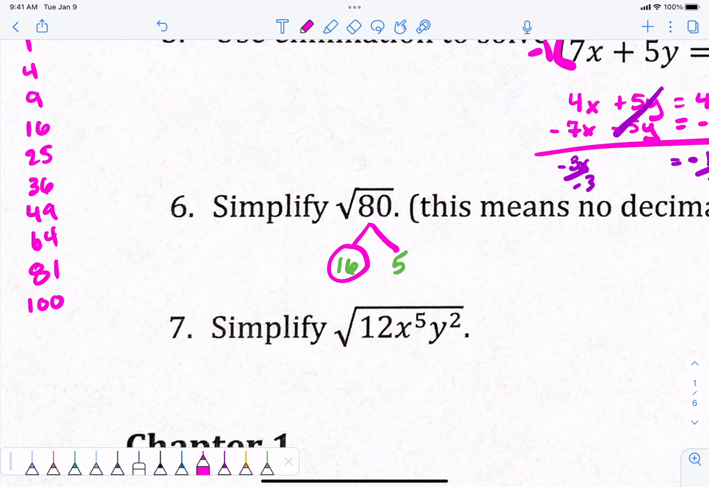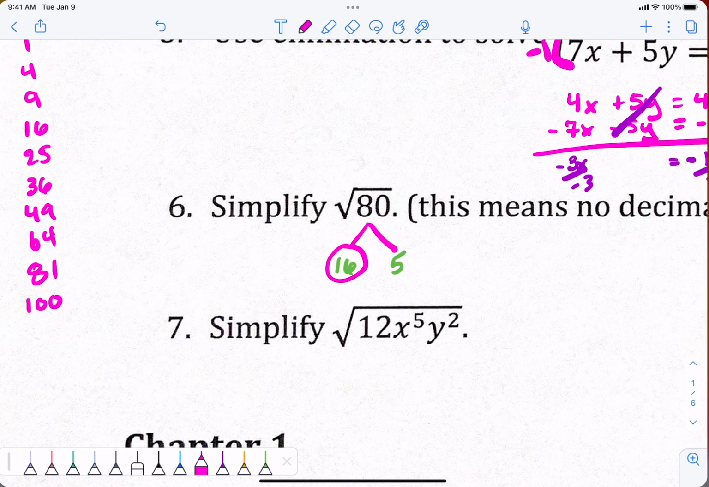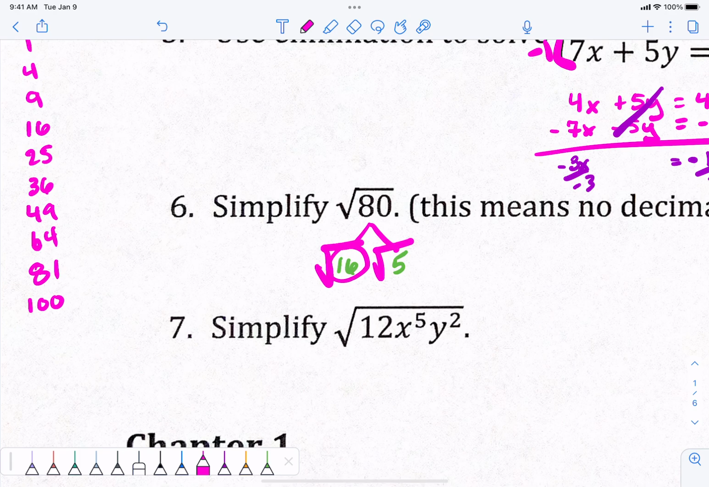All right, so we're on number 6. We're writing this down. 16 and 5. Okay, then we start to take square roots. So the square root of 16 and the square root of 5. What's the square root of 16? 4. What's the square root of 5? Square root of 5. It just stays, right? So the square root of 80 is 4 square roots of 5.